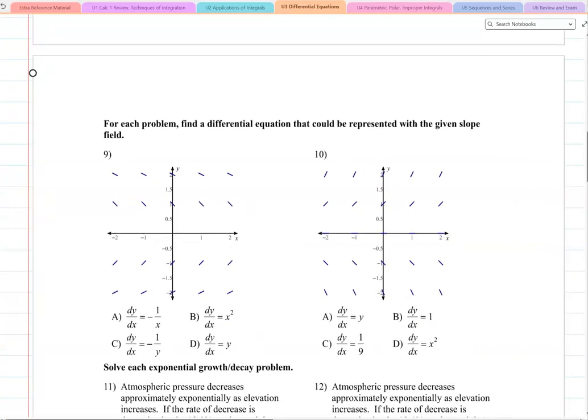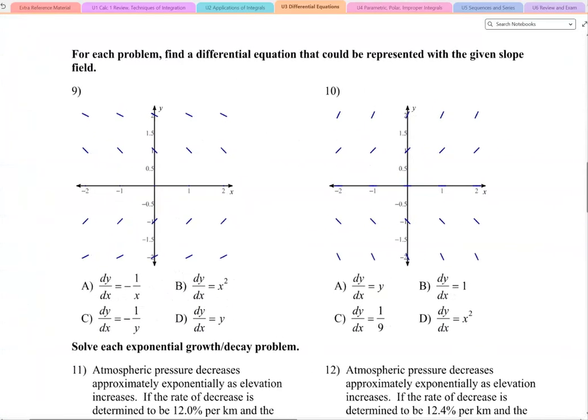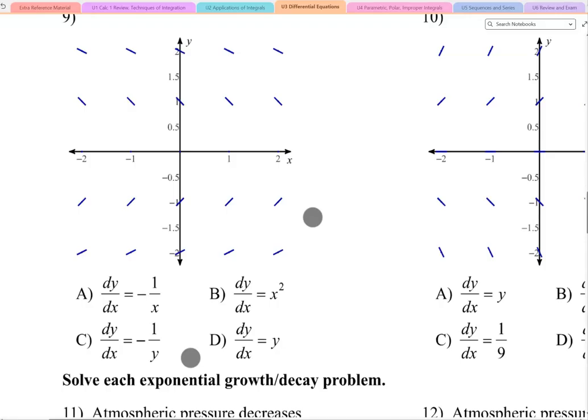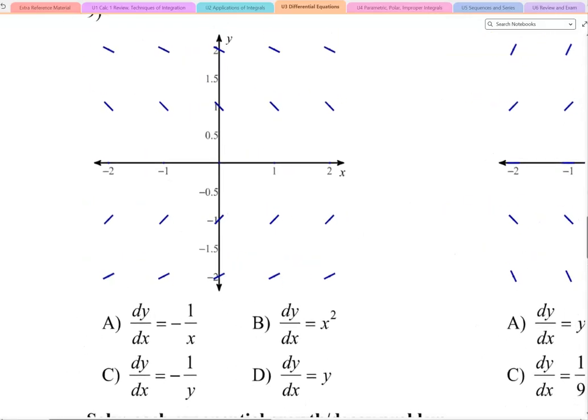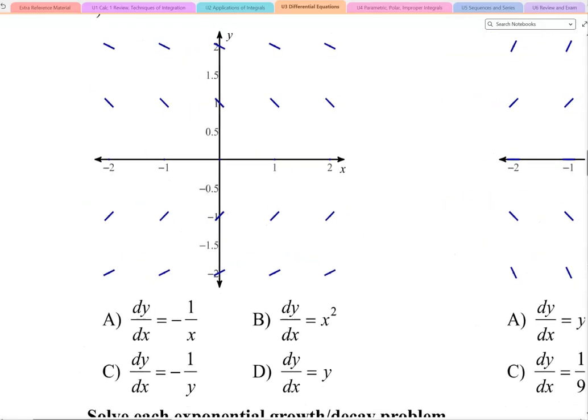On the next page, we start talking about slope fields, and we have two of them. I'll work through number 9. It says, for each problem, find a differential equation that could be represented with the slope field. Now, this one's a multiple choice question, so that's going to be helpful. And I think it's a good idea just to work through these and see if any of these differentials can be represented by the slope field.